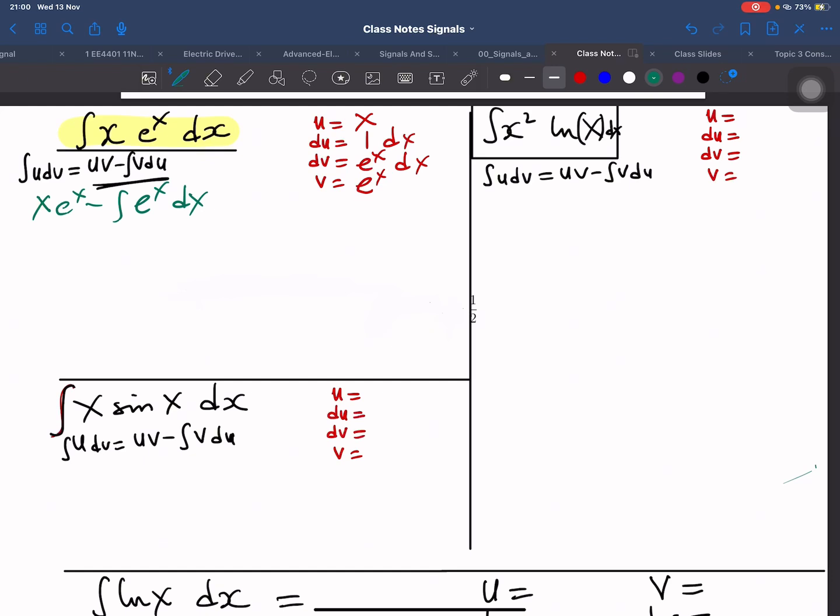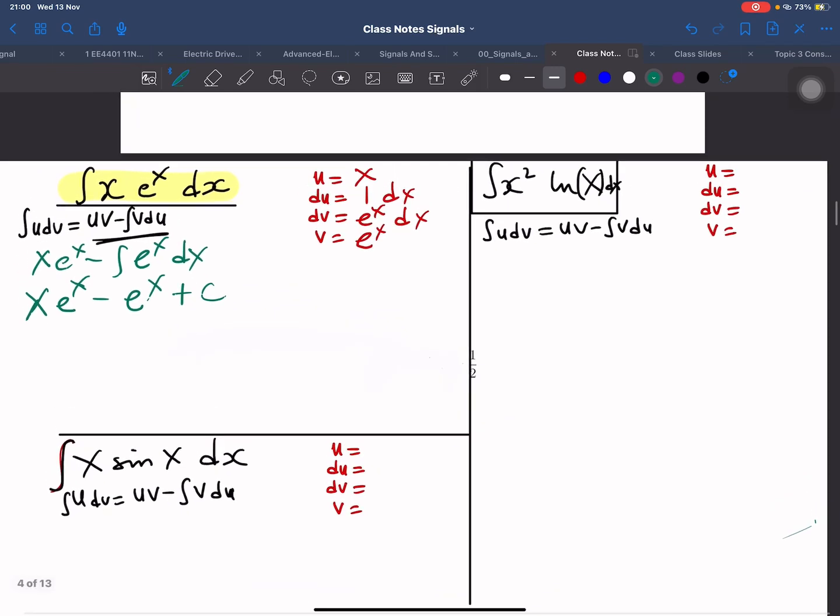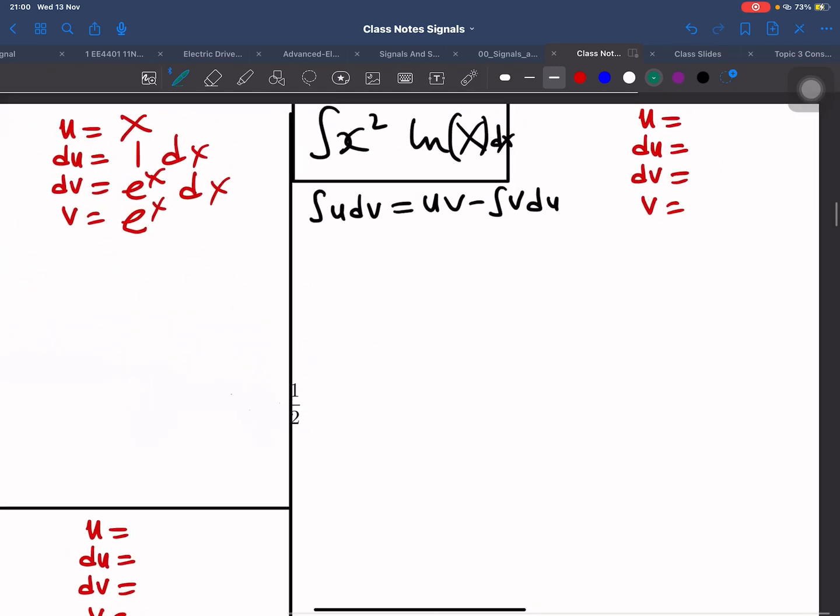So bringing this down, I now have x e raised to power x minus, if you integrate e raised to power x, what you still have is e raised to power x. You now have x e raised to power x minus e raised to power x plus c, and that's the final answer. So stay tuned for more. We have more to discuss today.